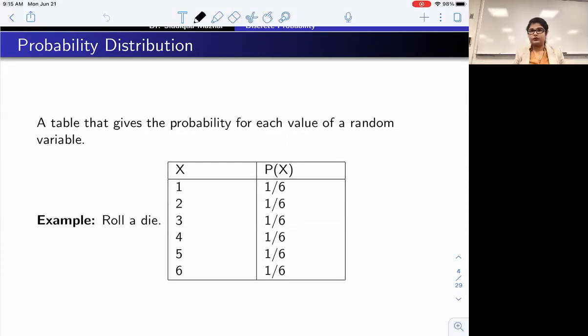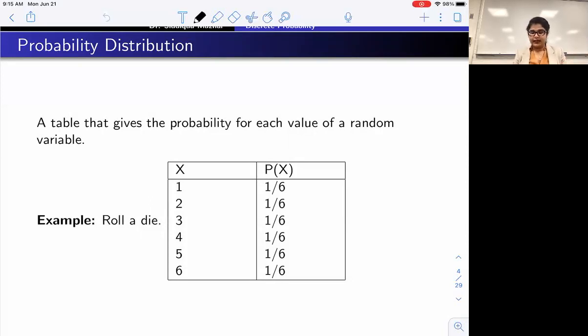tabular form. Like in the frequency distribution, you make a table and you make classes and you find the number of outcomes or number of people, the number of instances that occurred in each class. So that was frequency distribution. But here we are going to talk about the probability distribution. That means what is the probability of each outcome you are going to get.